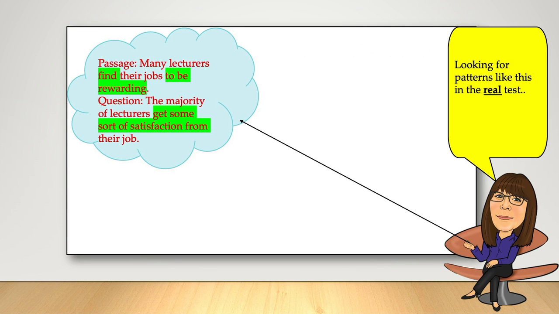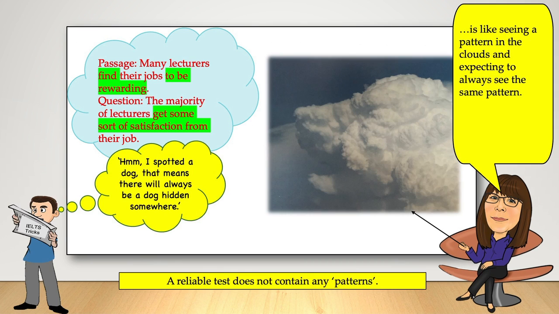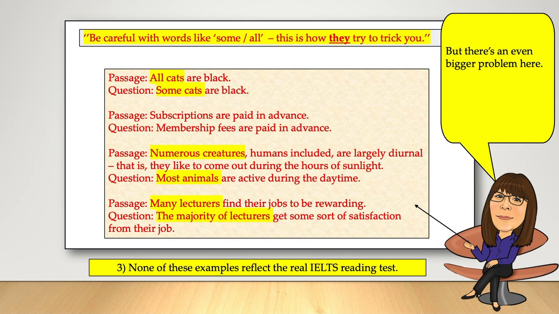Looking for patterns like this in the real test is like seeing a pattern in the clouds and expecting to always see the same pattern. But there's an even bigger problem here.